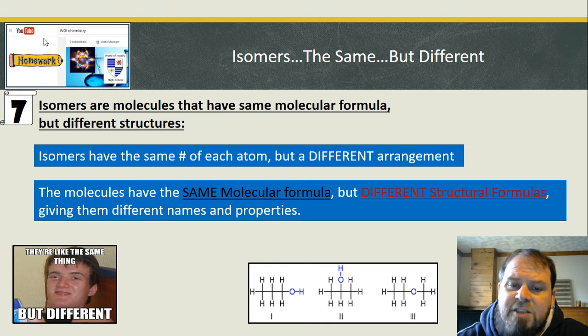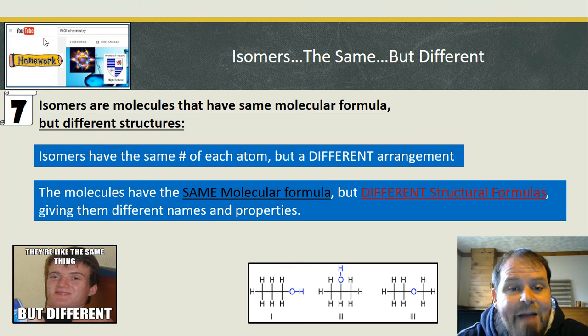And for us, that changes the things we've been doing. So we've been writing molecular formulas, and for isomers, the molecular formula will be exactly the same. Same number of carbons, same number of hydrogens, same number of oxygens, same number of anything that's there. But they're going to have different structural formulas, so hence I'm going to draw them differently. So then they're going to have different names and different properties.